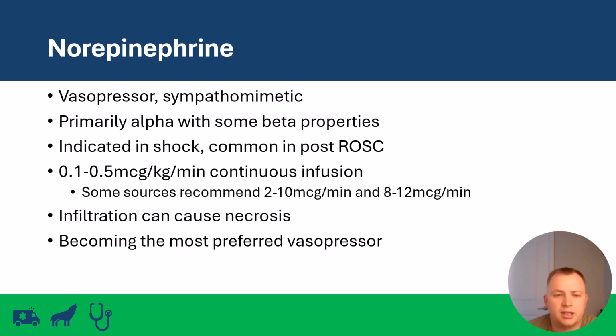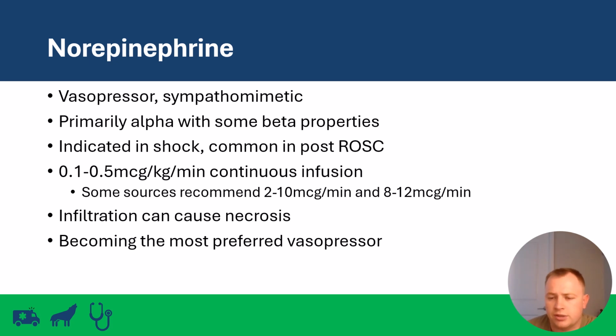Next, we got norepinephrine. Norepinephrine is becoming the most preferred vasopressor, the GOAT. It is a vasopressor. It's a sympathomimetic. It primarily affects alpha receptors with some beta properties. It's indicated in shock or hypotension. Most commonly, this is getting used after getting ROSC and your patients are still hypotensive despite some fluids. The dose is 0.1 to 0.5 mics per kg per minute as a continuous infusion.